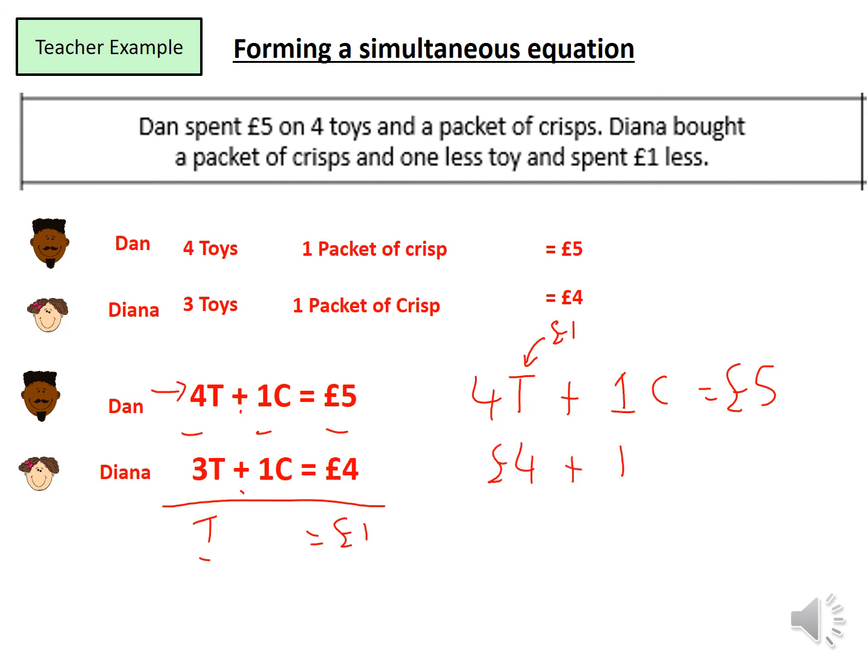Add 1C equals £5. I then take £4 off both sides. Okay, I end up with 1C, which is just C, equals £5 take away £4, £1. So I've worked out the cost of one toy is £1 and the cost of one crisp packet is also £1. To double check if I've got them both right, I can substitute it back into the other equation. Okay?